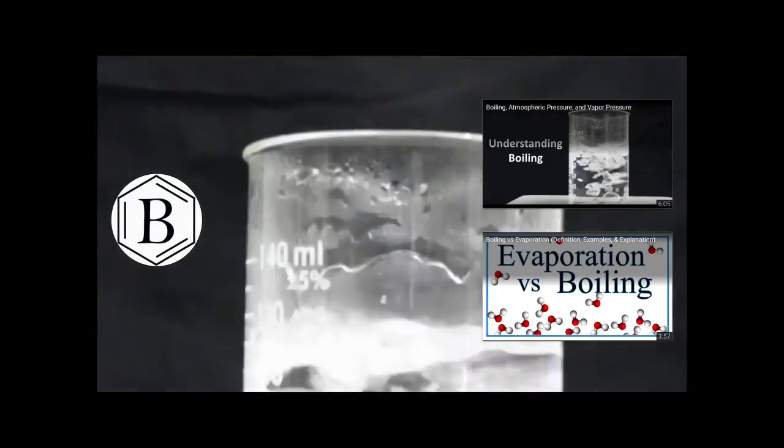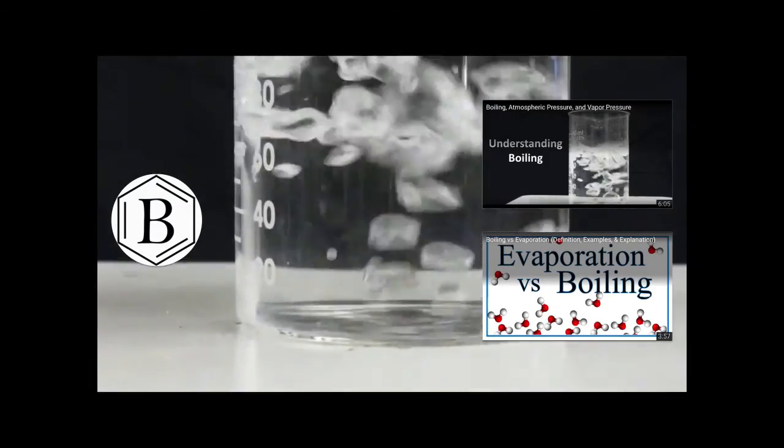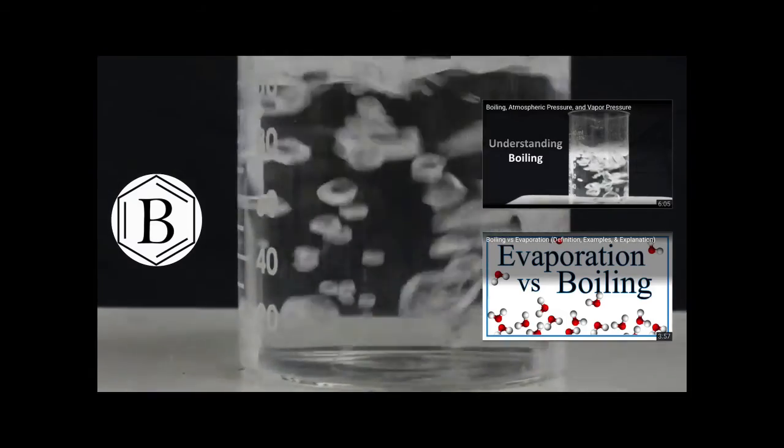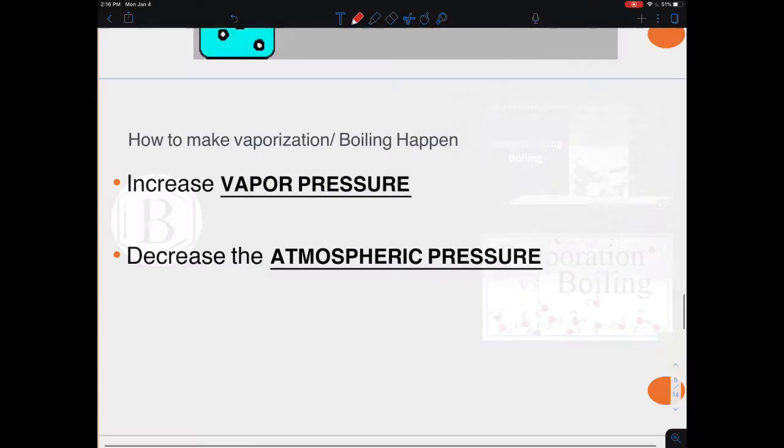One last thing. Different substances have different vapor pressures, and therefore they have different boiling points. This has to do with how strongly the molecules are attracted to each other in the liquid. The more strongly they're attracted, the less the vapor pressure, and it's more difficult to boil. Therefore, the higher the boiling point.